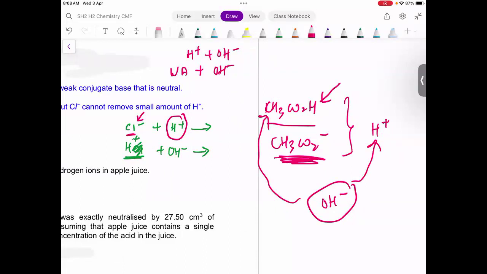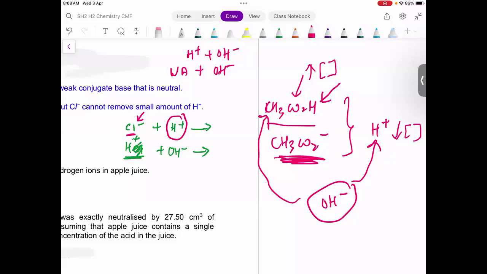Do you understand what I'm trying to say? This is present in high concentration, this is present in low concentration. So when you throw in a little bit of OH-, what is the chance of meeting the weak acid? What is the chance of meeting the free H+? It's more likely for the OH- that is added to meet the weak acid than the dissociated H+. Because the dissociation of the weak acid is suppressed.